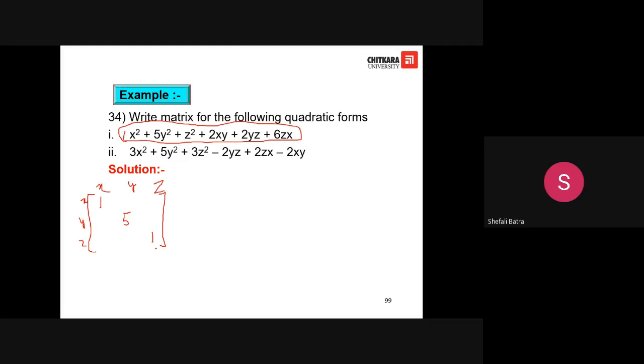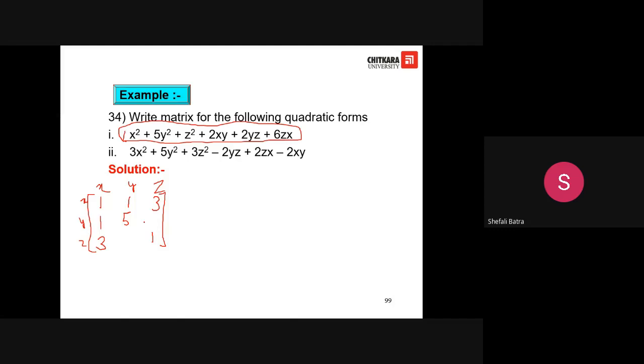coefficient of z square is 1. Yes, next beta. Ma'am, xy coefficient is 1, and corresponding yx would be 1. Then next, xz coefficient would be 3, yes good, and corresponding would be 3, again 3. Can it also be 4 and 2 because the sum would be 6? No beta, you need to divide it in equal parts, divide by 2 only.